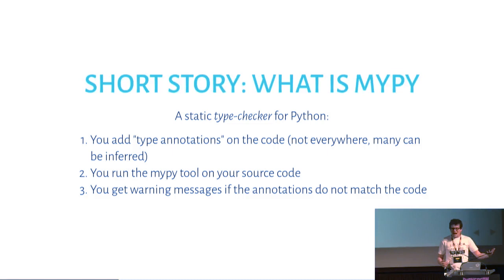And then you run this on your source code, and you get some warning messages telling you that this annotation expresses some kind of semantics, but your source code has an inconsistency with that annotation, so either the annotation or the source code is wrong.